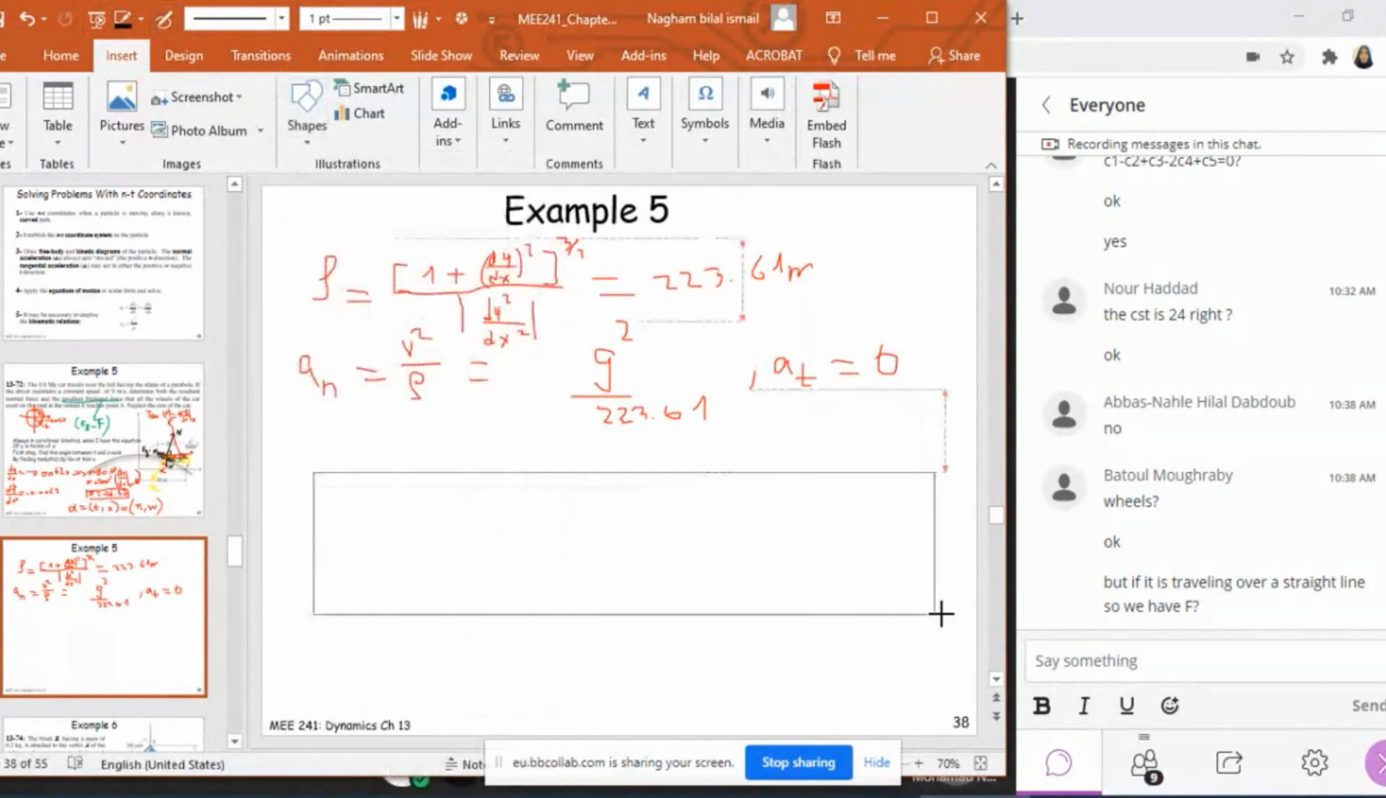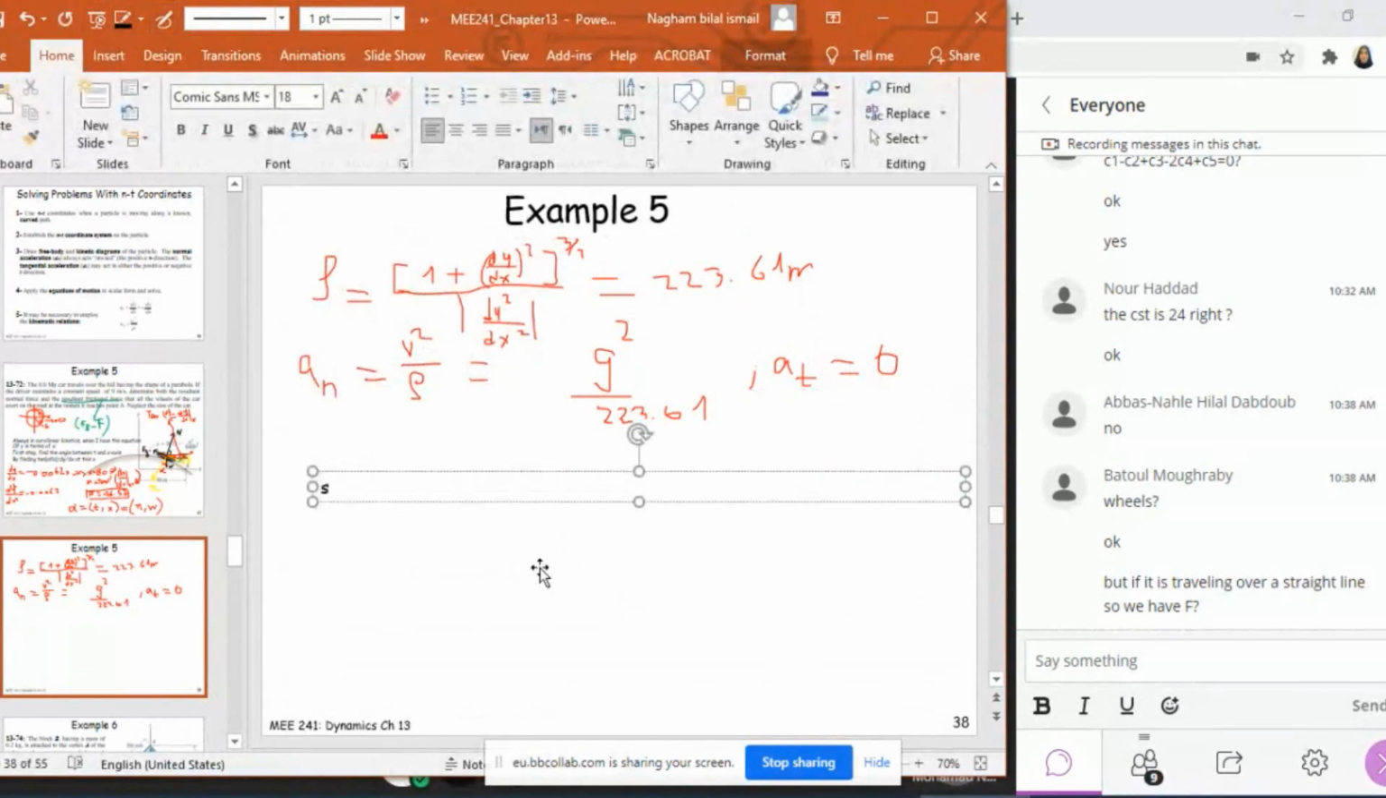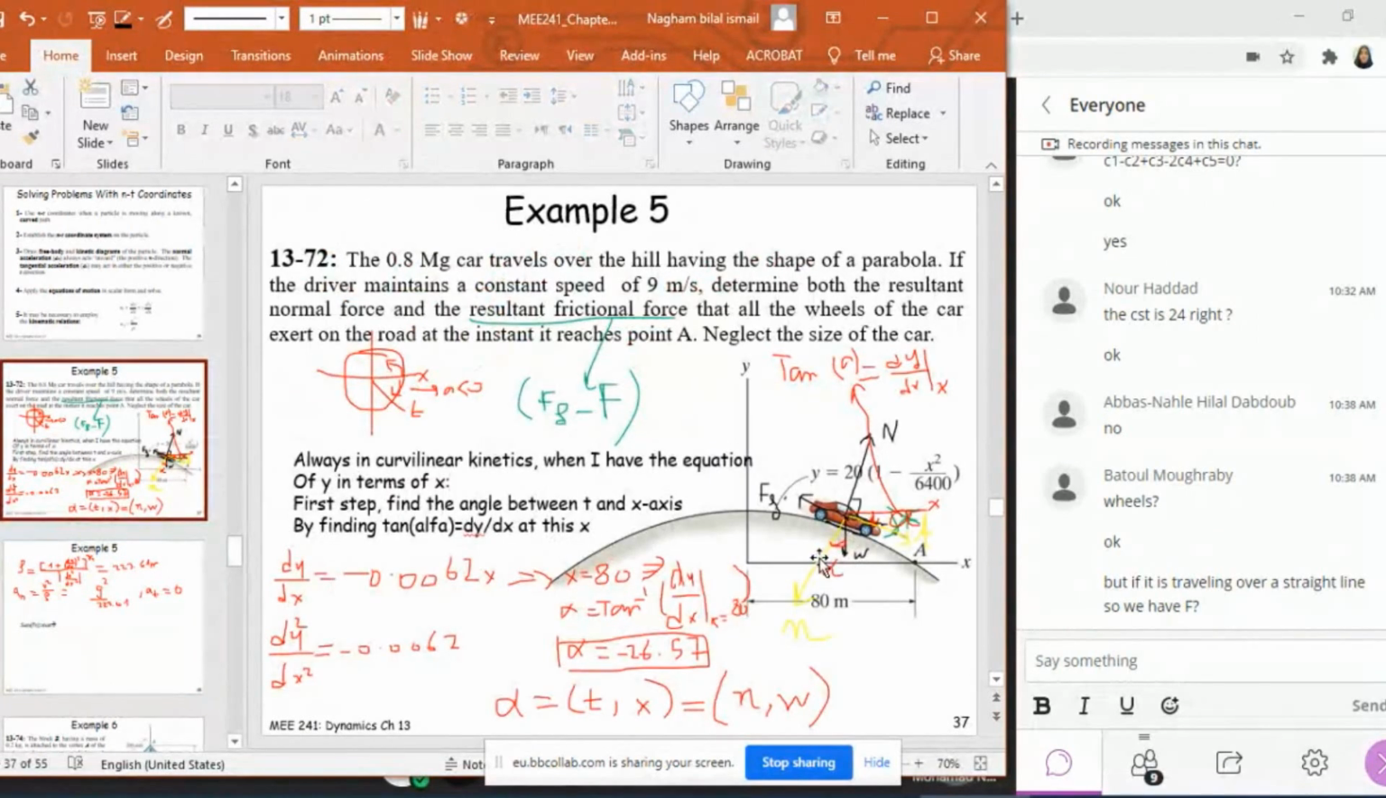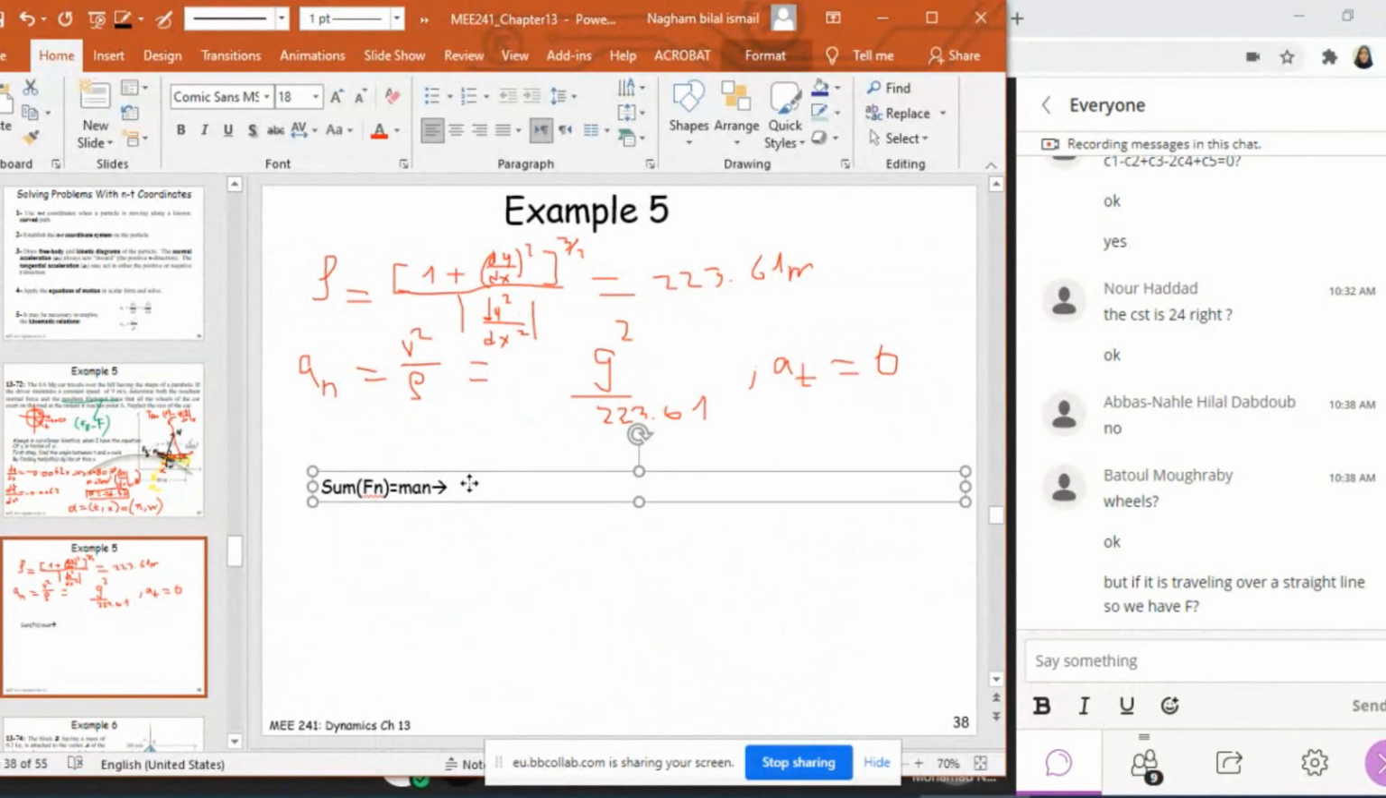Now, guys, I can apply the equations of motion in normal and tangential acceleration. I'm going to start with the sum of forces in the normal direction, and this will be equal to m a n. What are the forces in the normal direction? It is the projection of the weight to the normal direction, which is W cosine alpha, minus N, of course, the normal. And this will be equal to m a n. This is my first equation.